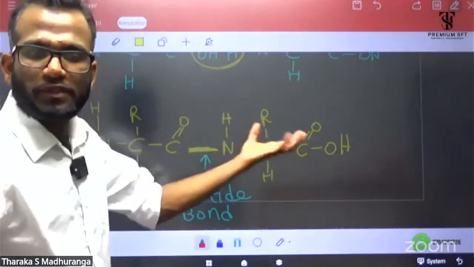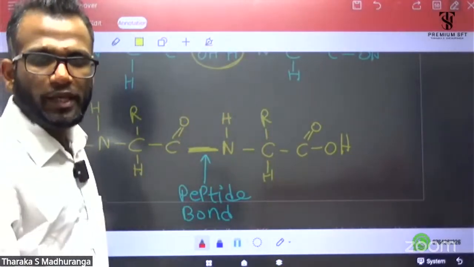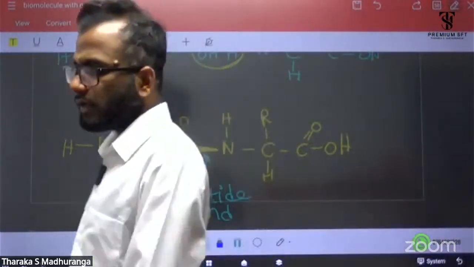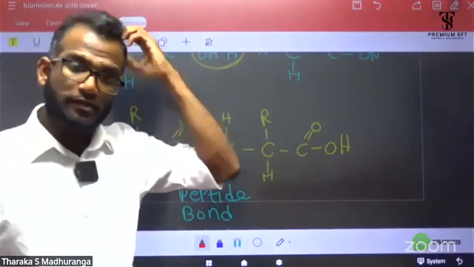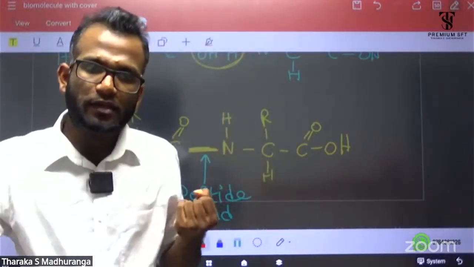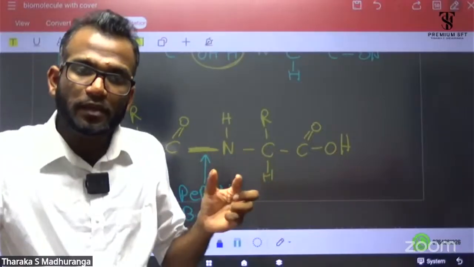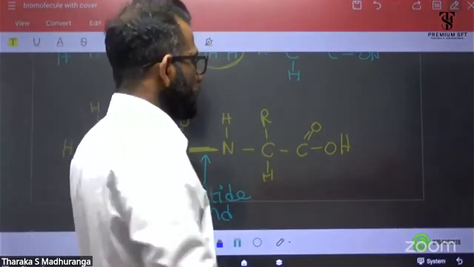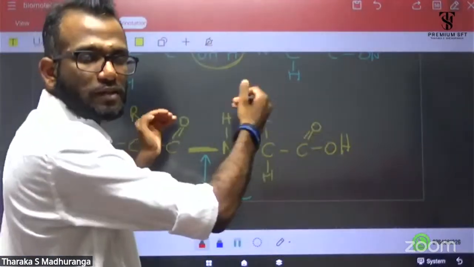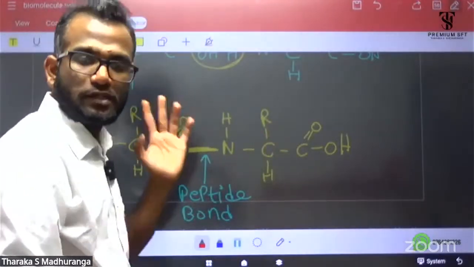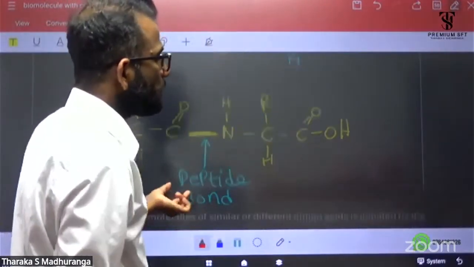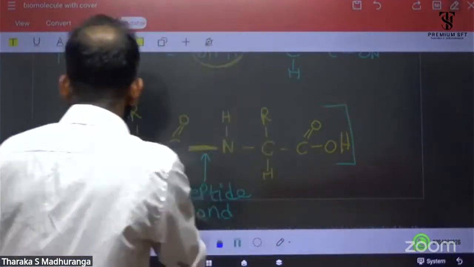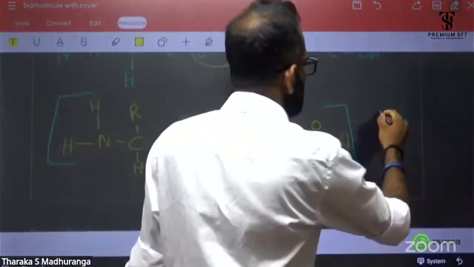Okay, now what is the name of this? Two amino acids combined, what's the name? Two sugar units in carbohydrate is a disaccharide. In this case, two amino acids combined by a peptide bond, we call it a dipeptide. The name of this is dipeptide.